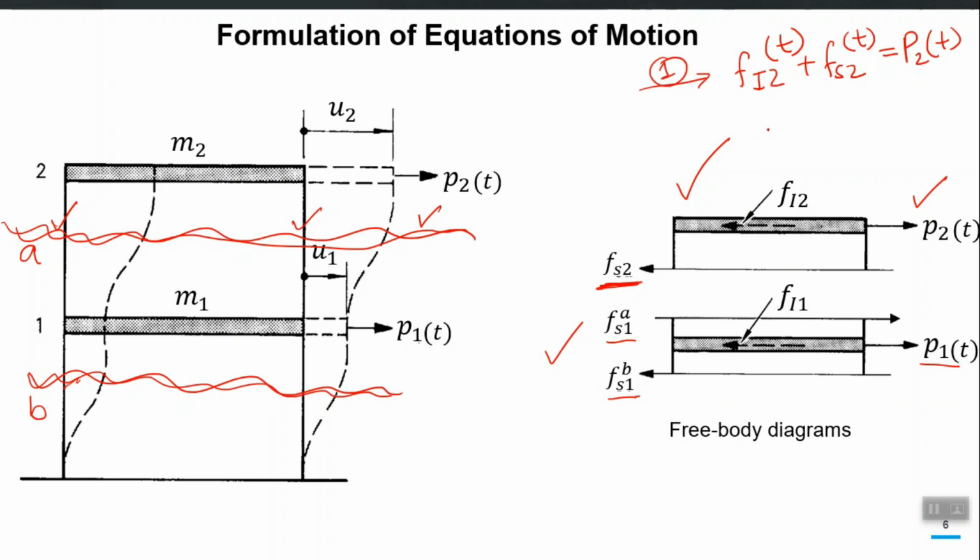The second equilibrium equation will give you, for example, Fi1 plus Fs1B minus Fs1A should be equal to P1 of t, right? P1, sorry, P1, yes. So this is our equation 2. We will see later that this equation 1 and 2 will become our equation of motion.